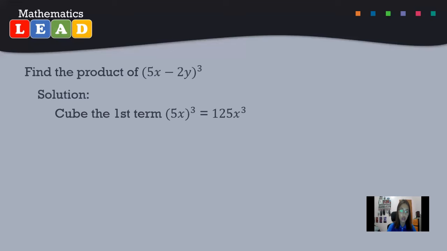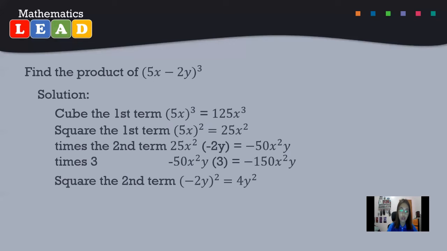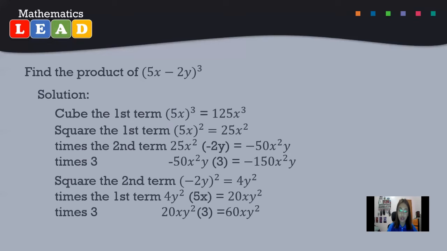For the solution, we first cube the first term, 5x, which is equal to 125x cubed. Then square the first term, (5x) squared is equal to 25x squared, times the second term, which is negative 2y. That's why we have negative 50x squared y, and then times 3, we have negative 150x squared y. And then square the second term, (negative 2y) squared, we have 4y squared, times the first term, 5x, that's why we have 20xy squared, and then times 3, we have 60xy squared.